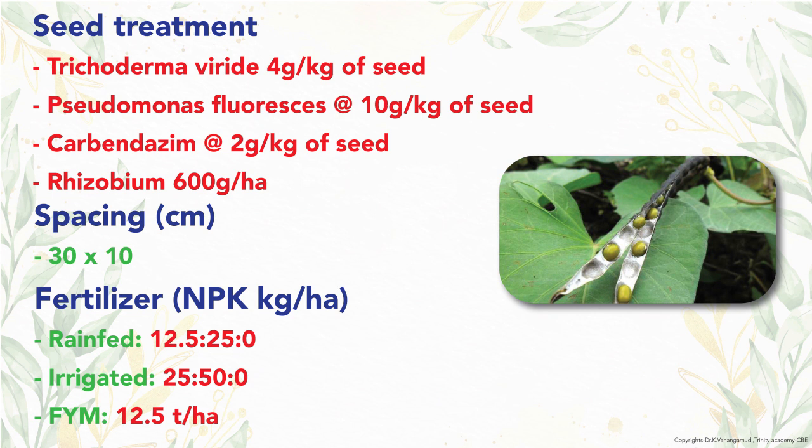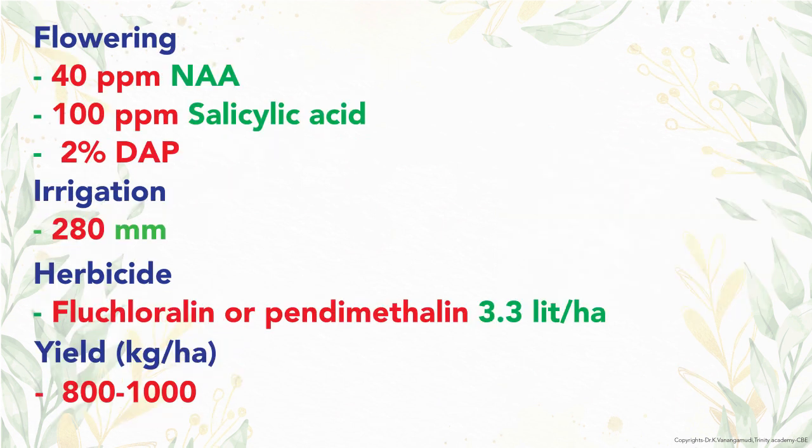The farmyard manure is incorporated at the rate of 12.5 tonnes per hectare. For enhancing flowering, 40 ppm of naphthalene acetic acid or 100 ppm of salicylic acid or 2% diammonium phosphate is sprayed. Green gram needs very low water requirement and it is 280 millimeter. Pre-emergence herbicide application of 3.3 liters of fluchloralin or pendimethalin is followed. Yield of green gram is low and it recorded 800 to 1000 kilogram per hectare.